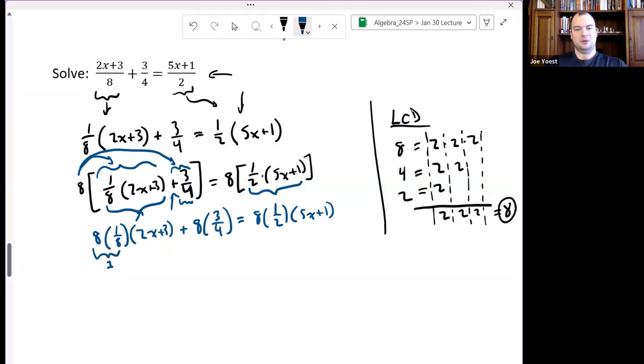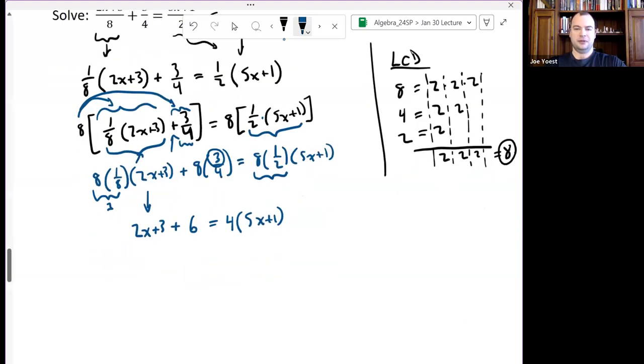8 times 1/8 gives me 1, leaving me with just 2x plus 3. Plus 8 times 3/4. There's a factor of 4 in the 8. 8 is 2 times 4. The 4's divide out, leaving me with a factor of 2 times the 3 that's already there, which is 6. 8 times 1/2 is 4. And then times 5x plus 1.